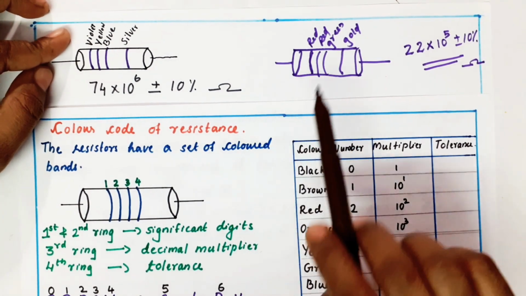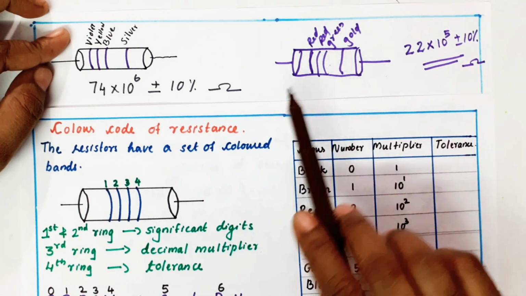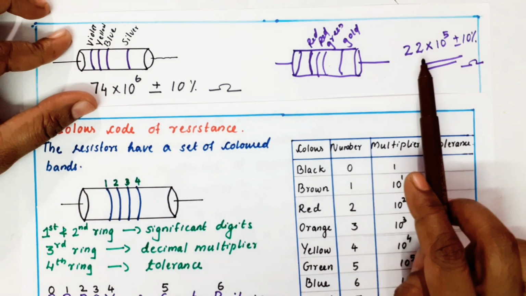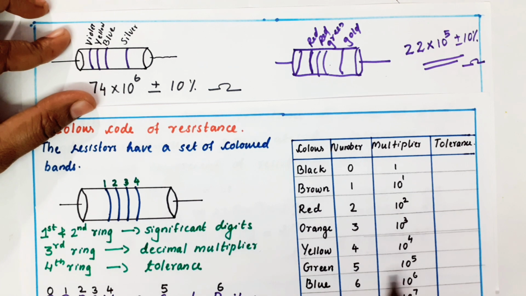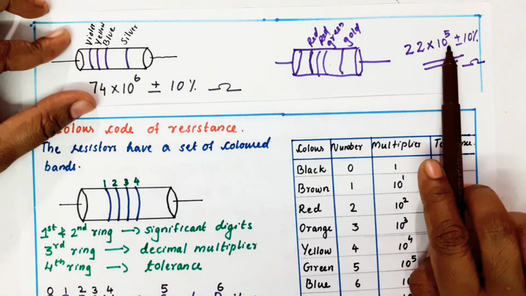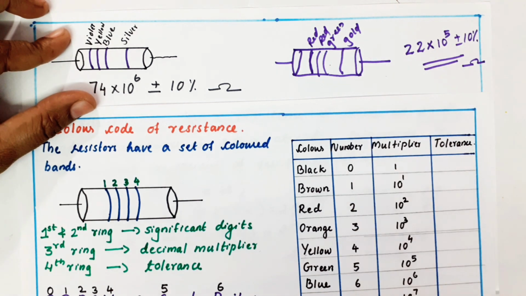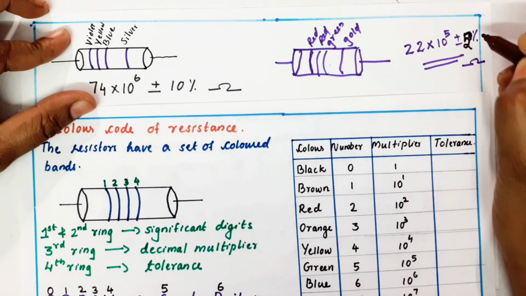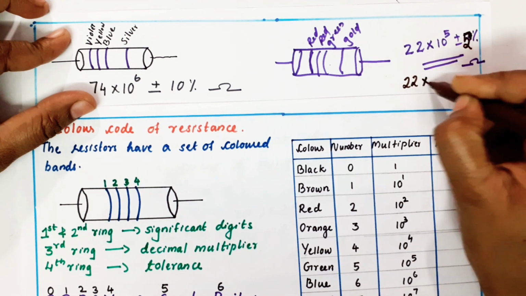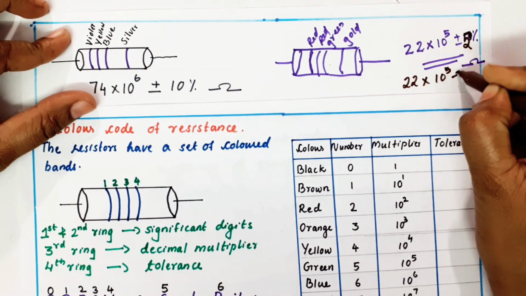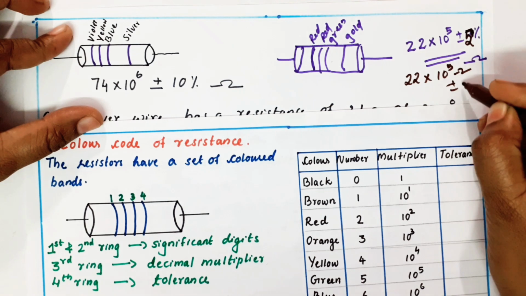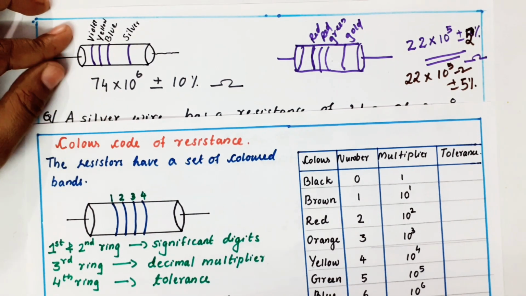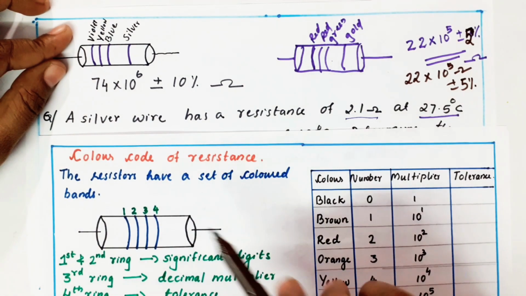Another simple one I gave: red, red, green, gold. Red means 2, so red, red is 2, 2, that is 22. Green means 5, so 10 power 5 as the multiplier. Gold: what is the percentage of gold? Sorry, it's gold only. So it is 5%. So we can write 22 into 10 to the power of 5 ohm. But the variation can be plus or minus. How much percentage should be there? 5%. Clear? Because I gave here the gold.